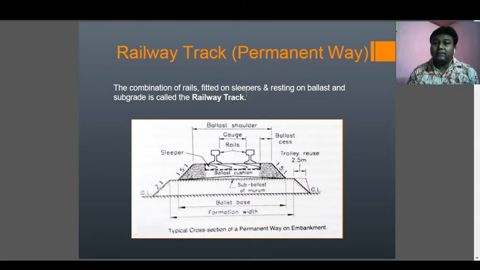Next thing is the sleeper. So what is the sleeper? The rails are laid upon some base. This base is known as the sleeper. Sleepers are basically of two types.